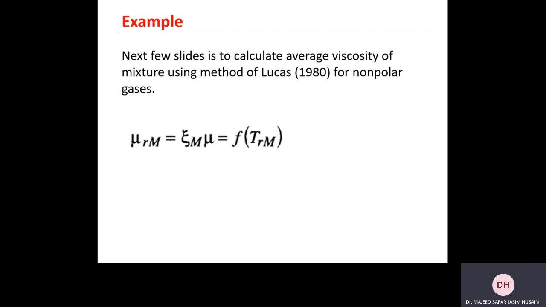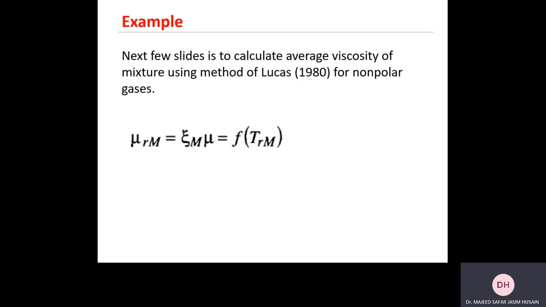Now, this is a kind of methodology to find the viscosity. You are not supposed to do it in the exam because it is quite a long process. However, it is worth having a look and understanding it. This method is called the method of Lucas, and it is valid for non-polar gases.